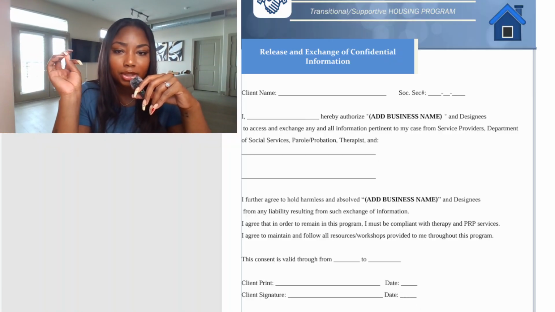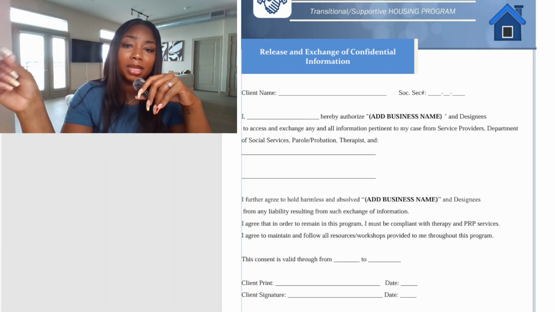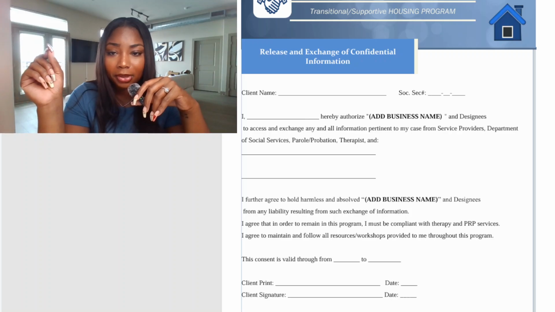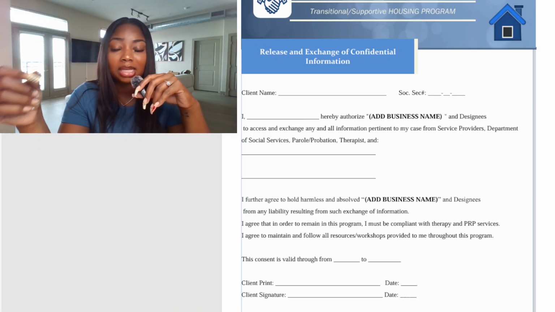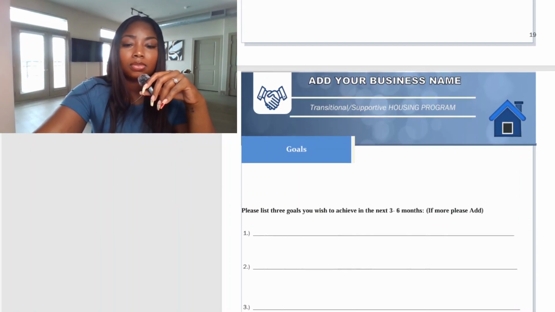Release and exchange of confidential information. I sign all of my clients up for mental health therapy or PRP services. So this form allows me to get their consent to be able to give that therapist their first and last name, the last four of their social, their date of birth, their phone number. This allows me to do that because this individual signed a release and exchange of confidential information form.